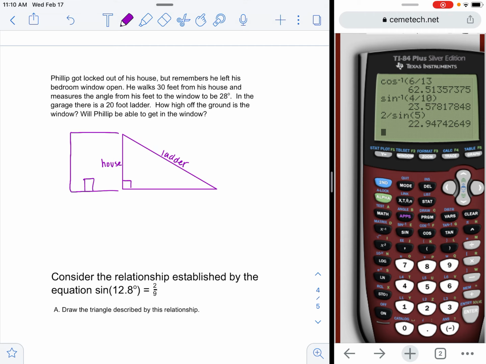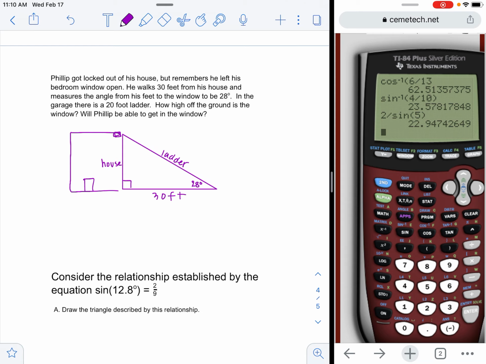Okay, so it says Philip got locked out of his house. Here's his house over here, right? But he remembers he left his bedroom window open. His bedroom window is right here, okay? He walks 30 feet from the house. So this is 30 feet right here because he walks 30 feet this direction, right? And he measures that the angle from his feet to the window is 28 degrees. In the garage, there's a 20-foot ladder. How high off the ground is the window?